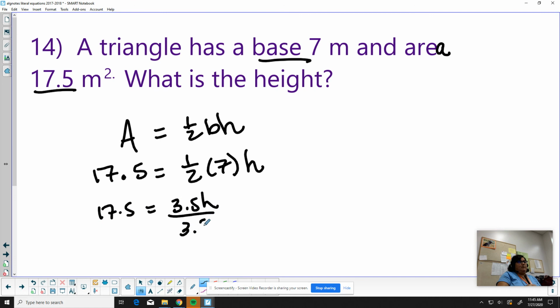So I'm going to divide both sides by 3.5. Let's see what that gives us. 17.5 divided by 3.5 is just 5. So my height is 5.